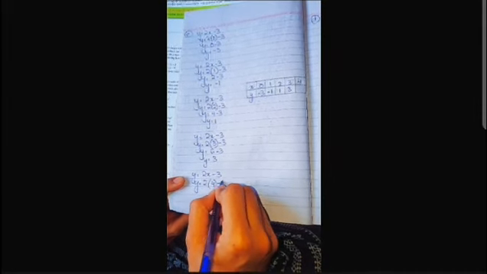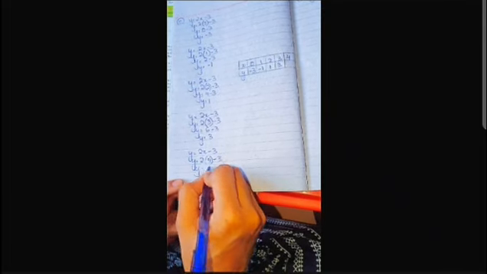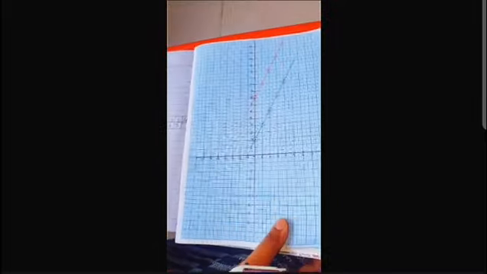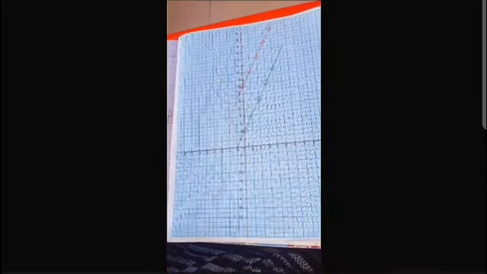Now in place of x we have to take the 4. This is the value of x. Now y is equals to 2 4s are 8 minus 3 and y is equals to 5. So now come to the graph of this part. So I am making the graph now.